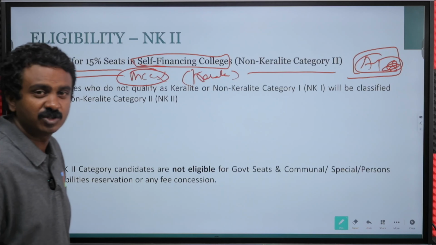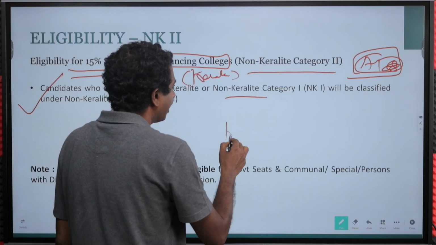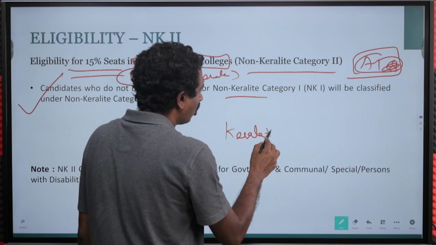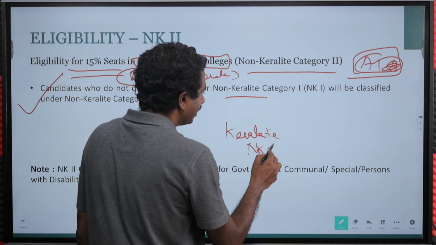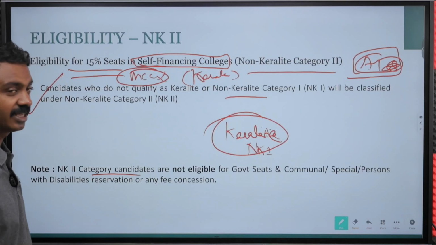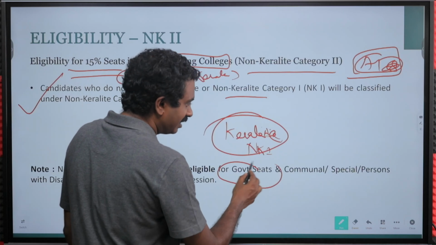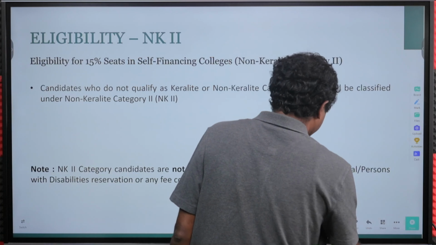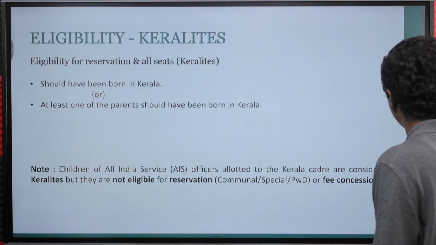Don't get confused. Everyone is eligible. If they can't get Keralite or NK1 eligibility, they will be eligible under this category. NK2 category candidates are not eligible for government seats and communal or special reservation. We will look at the information again here.